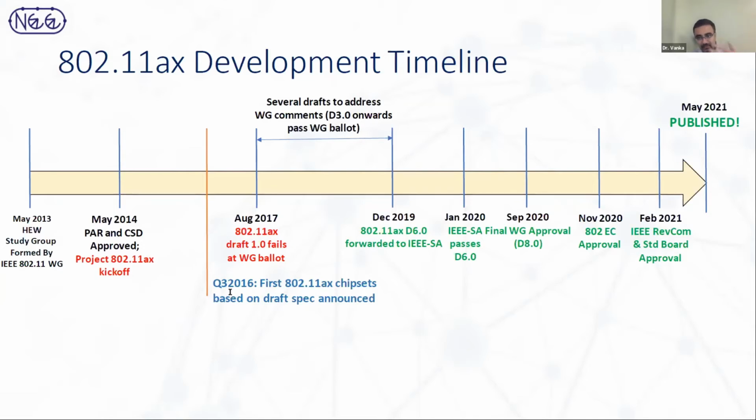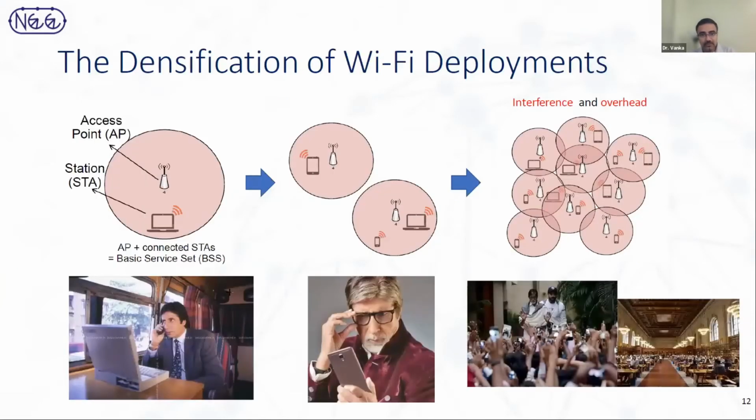Okay, so you can see that the standards timeline is not as fast as the product timeline, but the due process is followed for every standard. So why did this due process take that long, right? The reason it took that long is essentially because they were trying to have an evolutionary leap in Wi-Fi.